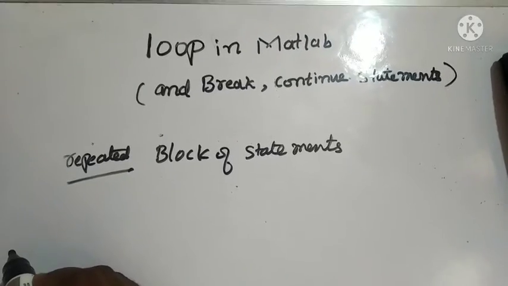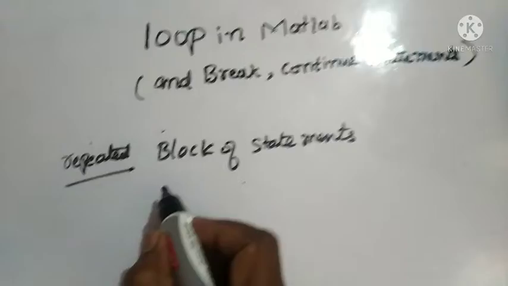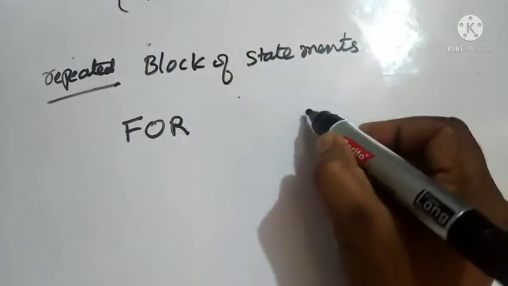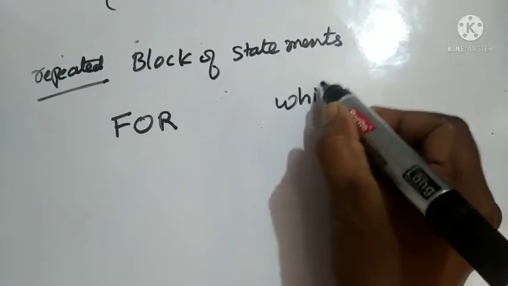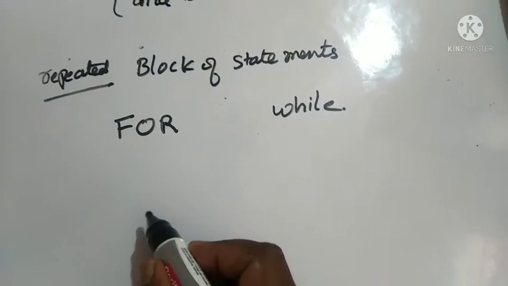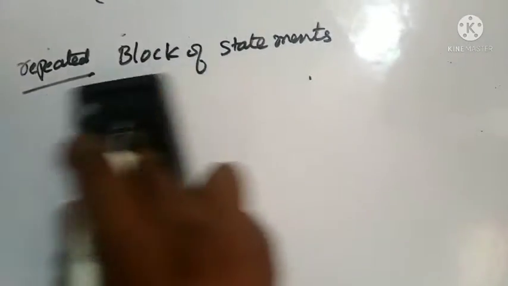Now we'll see what the different types of loops available in Matlab are. We have only two types of loop statement: one is for, and the other is while. So for and while are the two loop statements available in Matlab. Now let us study the syntax of the for statement.